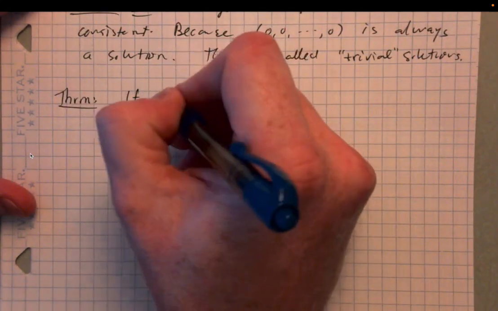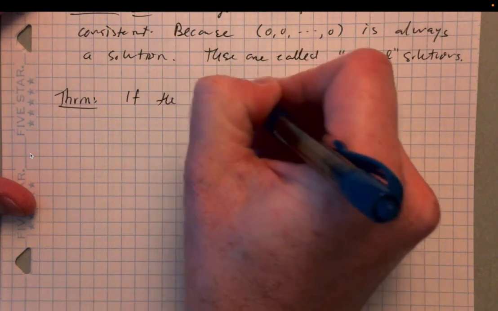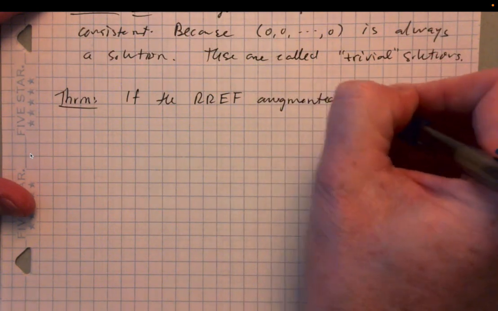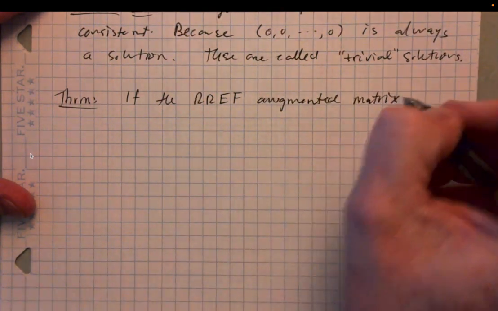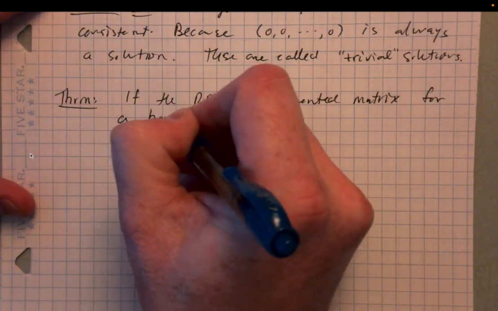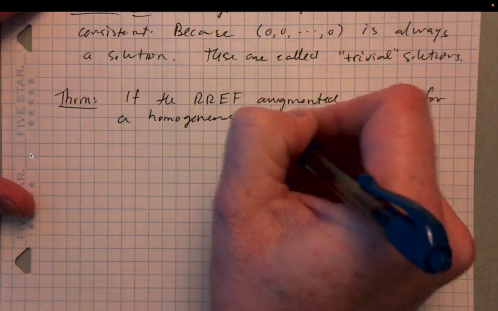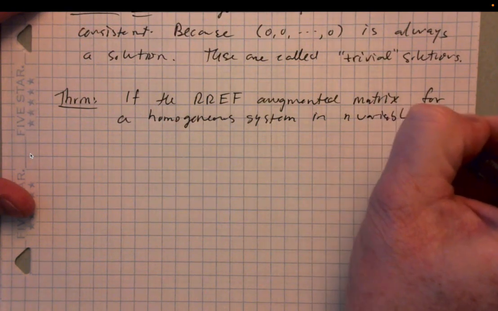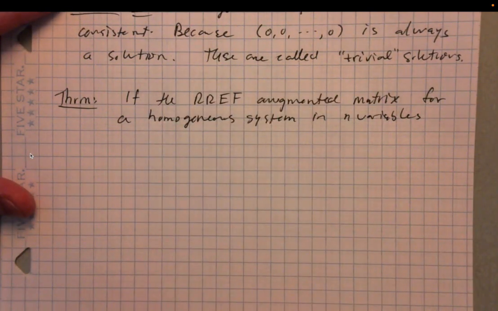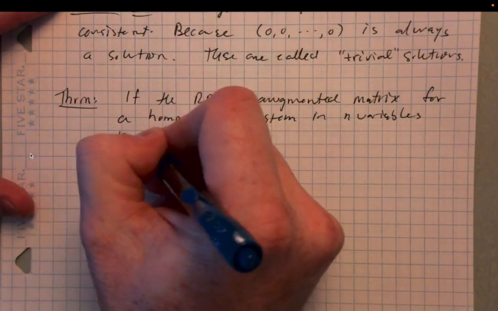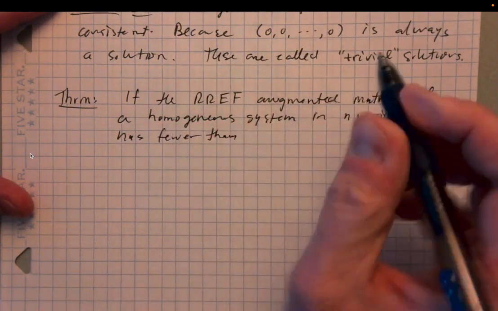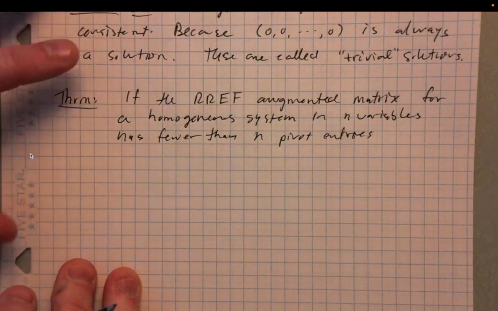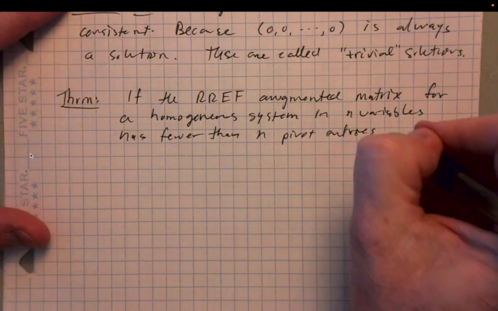So if the reduced row echelon form augmented matrix for a homogeneous system in n variables has fewer than n pivot entries, then that system is going to have a non-trivial solution.